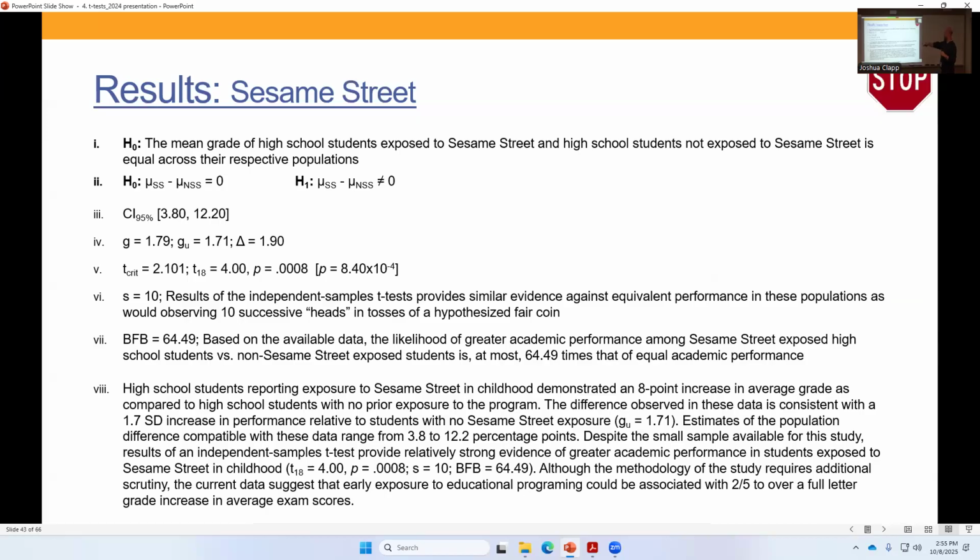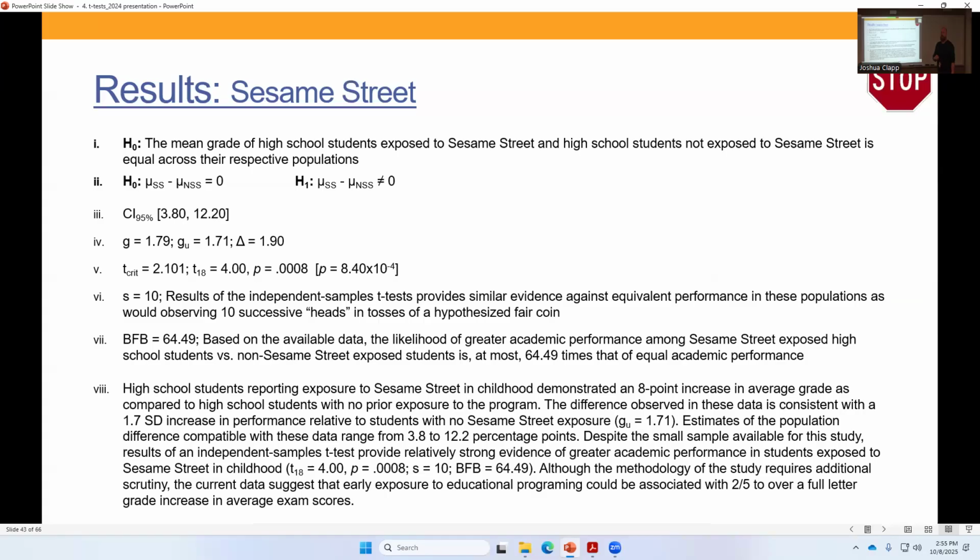Please don't give me a p-value to 16 decimals. Just do this. This will be faster and easier. All right, here's my S value. I've got an S value of 10. They say results of the independent sample t-test provide similar evidence against equivalent performance in these populations as would observing 10 successive heads in tosses of a hypothesized variable.